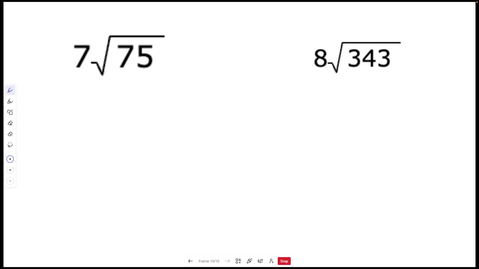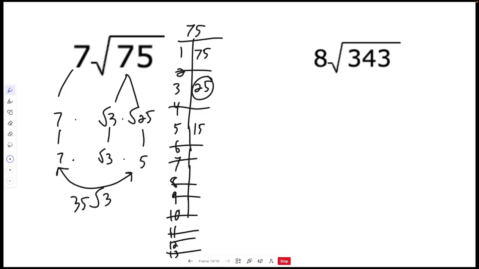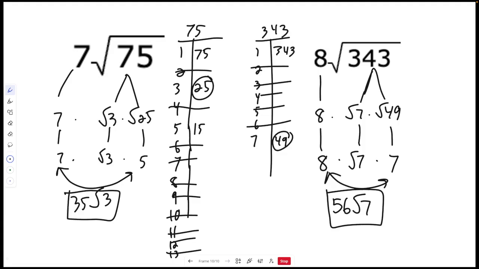Okay, now that you've had time to work these problems, let's check your solutions. Okay, for the first problem, you should have ended up with 35 times the square root of 3. Here's the work if you want to check your answer. And for the second problem, here is the work and final answer.